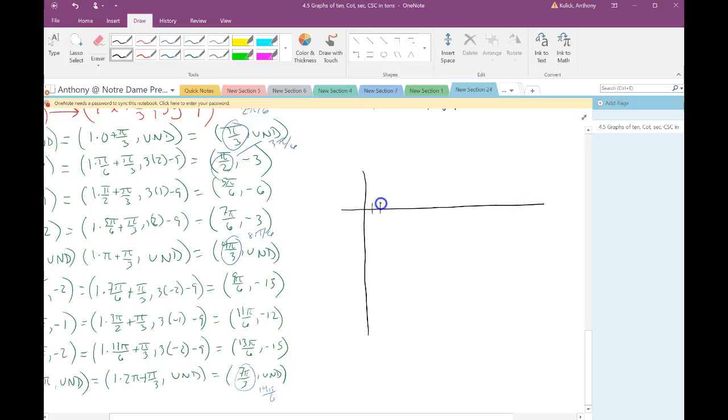So let's see, 1, 2, 3, 4, 5. Oops, that was 6 already. 1, 2, 3, 4, 5, 6. 2, 3, 4, 5, 6, 7, 8, 9, 10, 11, 12, 13, 14, 15. And are we out of time? Yeah.